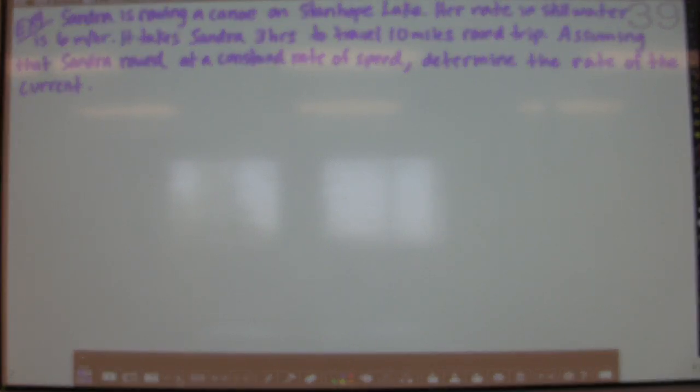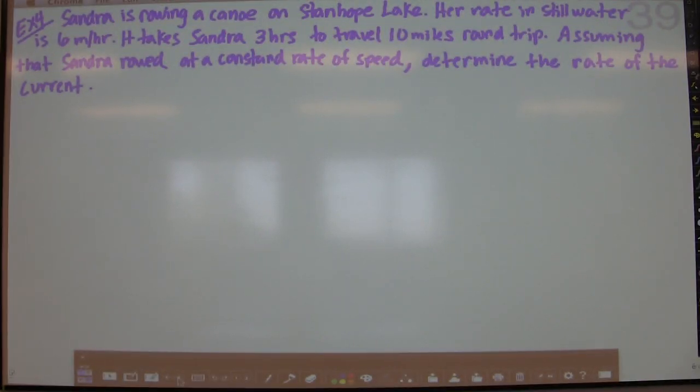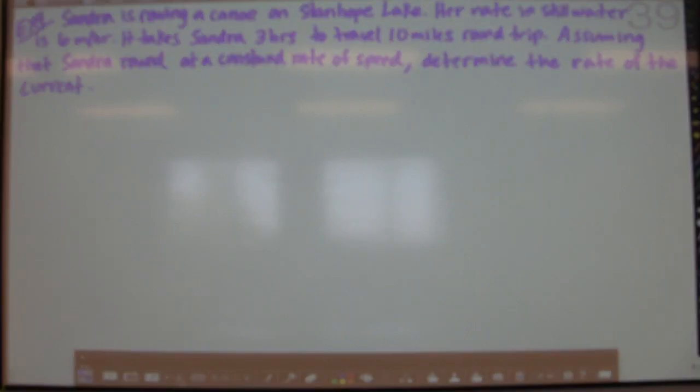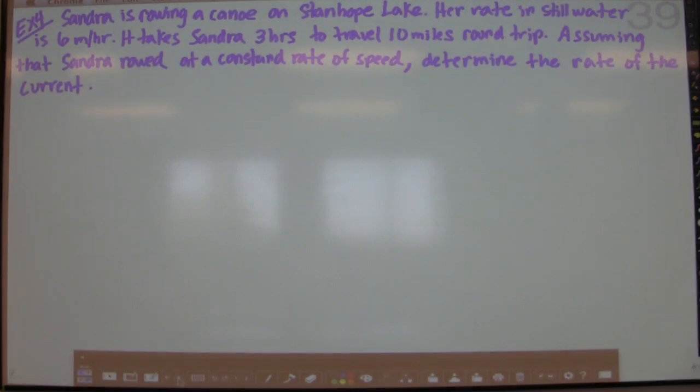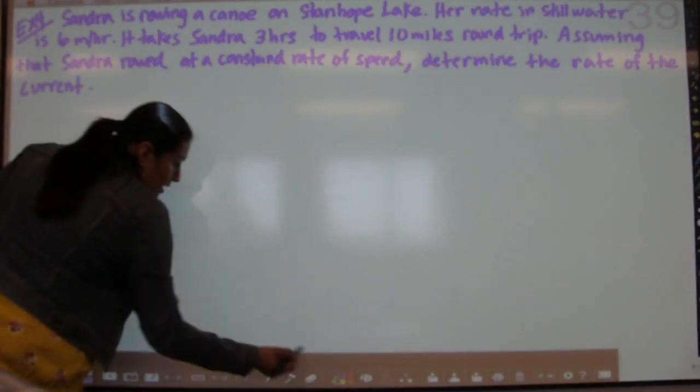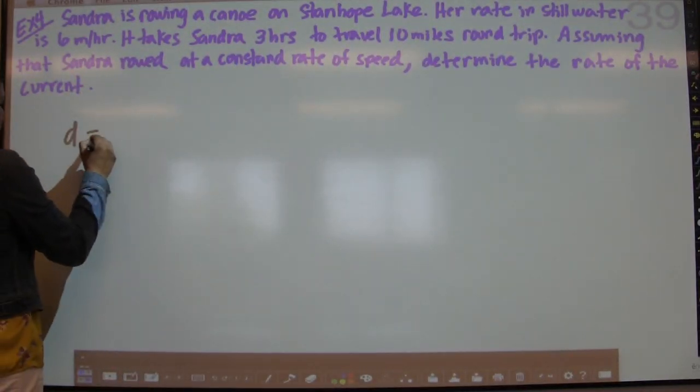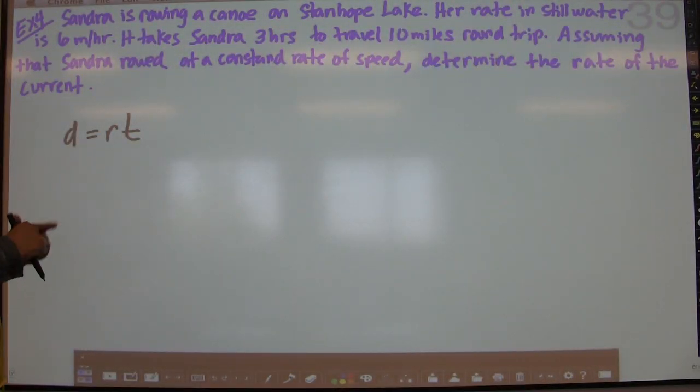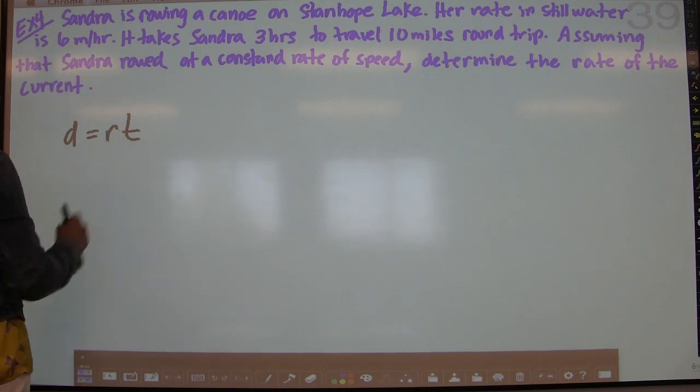So when you have the current with you, it means that it's going to help your rate of speed get faster. And when you're traveling against the current, it means that it's going to slow you down. So we have a little formula back in the day that I used to like to call dirt. And it's because it has D equals RT. So if you can imagine that the equal sign is an I, it spells dirt. And basically it means distance equals rate times time.